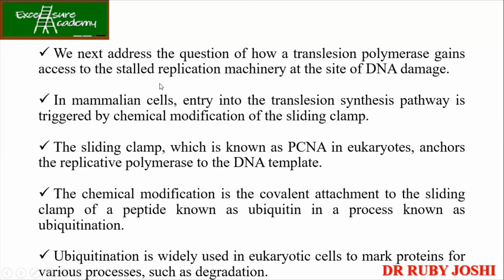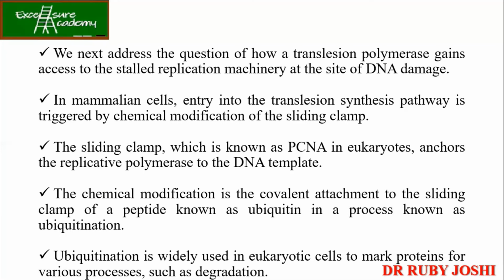Now we next address the question of how a translesion polymerase gains access to the stalled replication machinery at the site of DNA damage. So how did we see it just now? When there was a stall because of the presence of the thymine dimer, the DNA polymerase 3 got stuck over there, right? Then only polymerase 4 and 5 came in to continue the translesion DNA synthesis. We studied that in prokaryotes. Now what about in the case of eukaryotes?